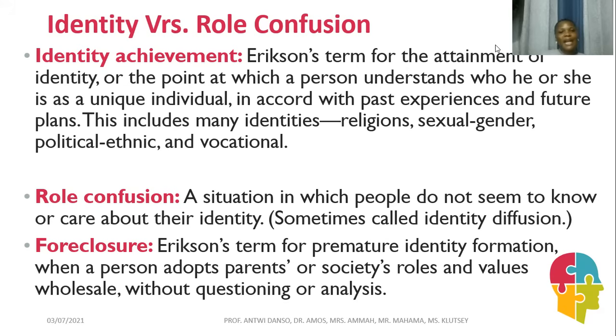So identity achievement is a term that Erickson used, that it gets to a point where the adolescent child understands who he or she is as a unique individual in respect of their past experiences and their future plans. And so these include other identities, including their religious identity. Are you a Christian, Muslim? Even if you are Christian, which type of Christian? Are you Orthodox? Are you charismatic? They start gaining this identity for themselves at this stage.